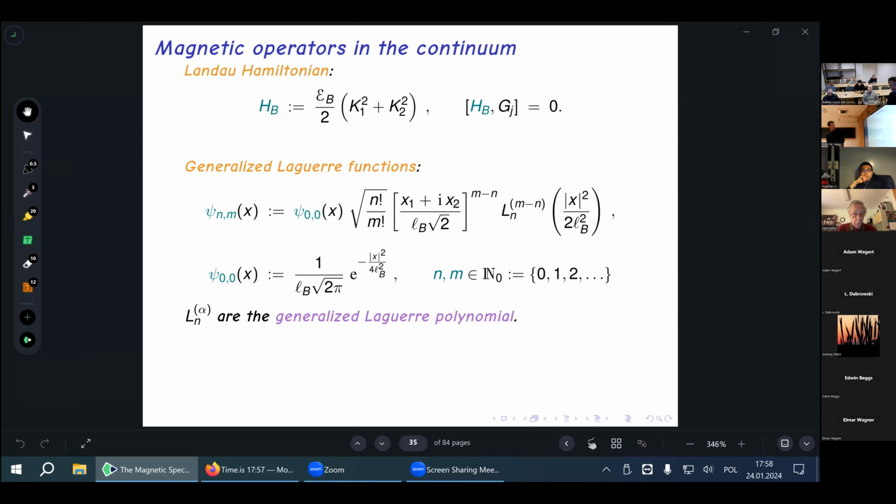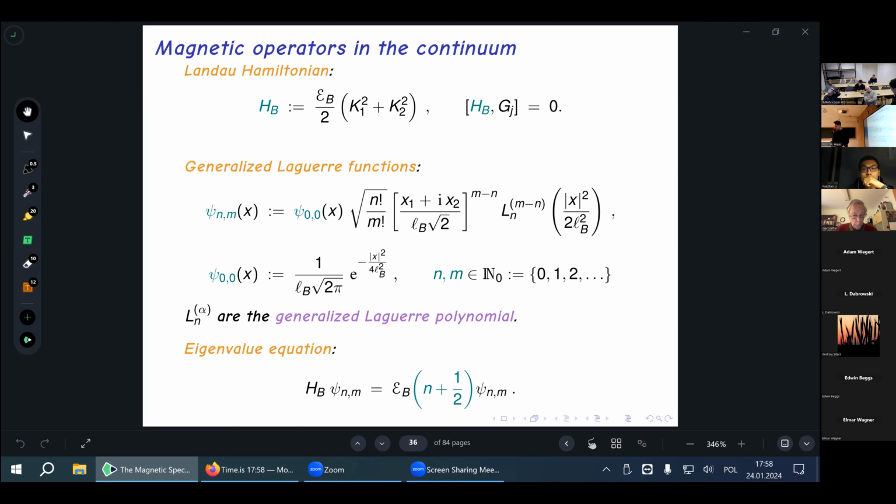Just a reminder, because I will use this extensively in my talk: the Landau Hamiltonian is diagonalized on this basis of eigenvectors, which are given in terms of the Laguerre function. I have the Laguerre polynomial, some polynomial here, and I have the Gaussian, the ground states of my Landau Hamiltonian.